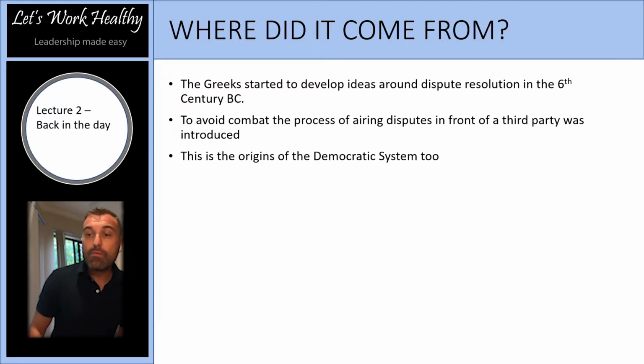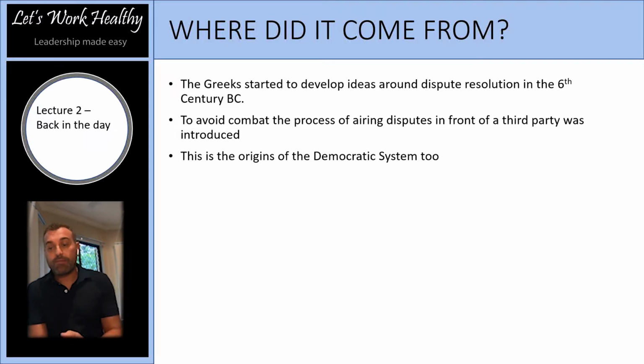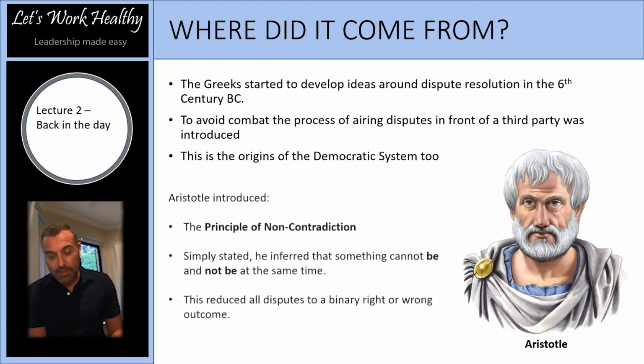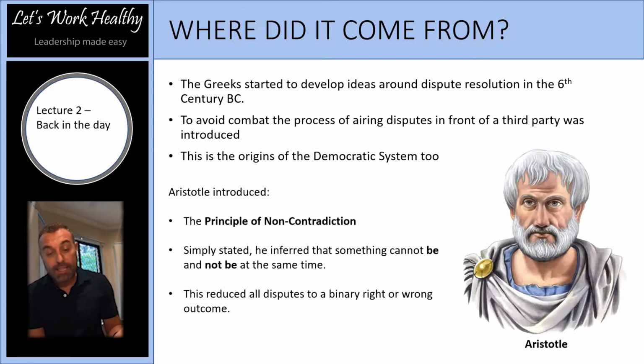So on the screen now, I've got a chap called Aristotle. I'm sure you've heard of him. His idea that he brought to bear was the principle of non-contradiction. What he said was a thing cannot be and not be at the same time. It sounds fairly straightforward, but what essentially that did is it channeled the adversarial system into a binary system. So there had to be a winner and a loser, a right and a wrong.